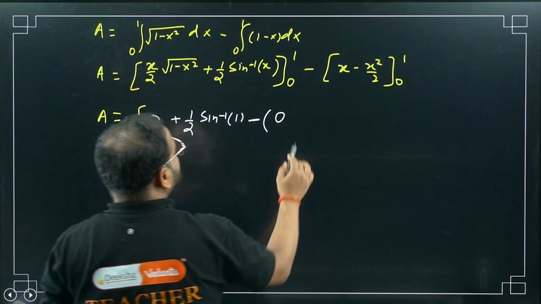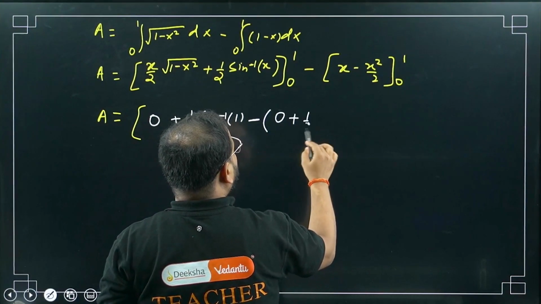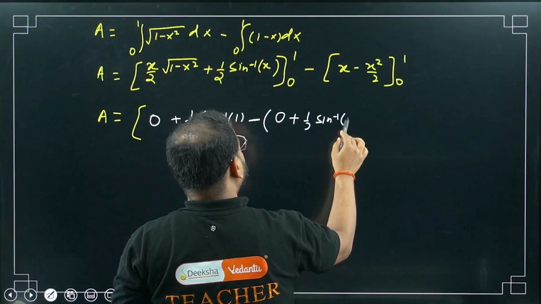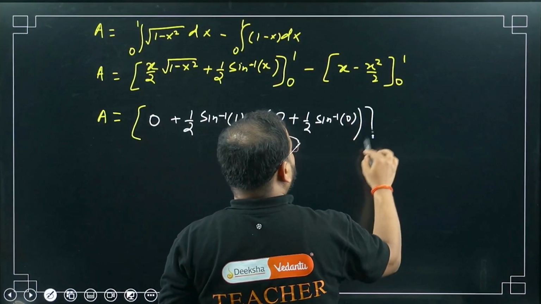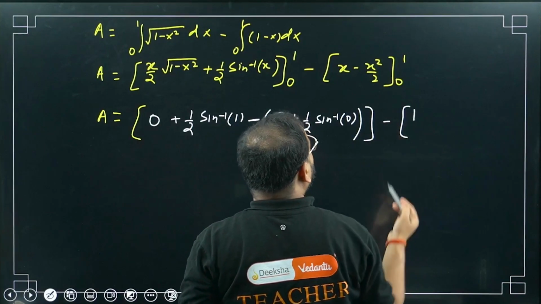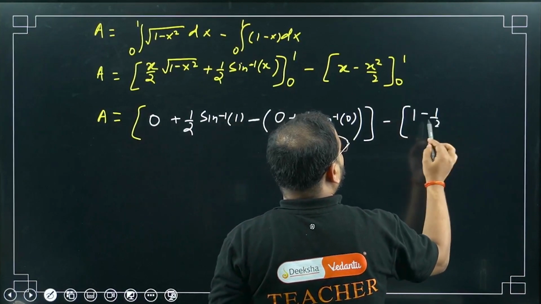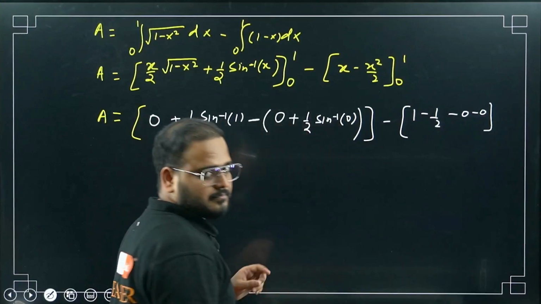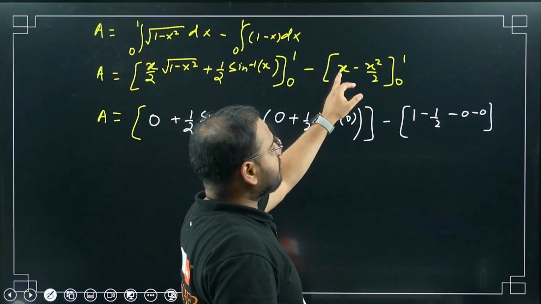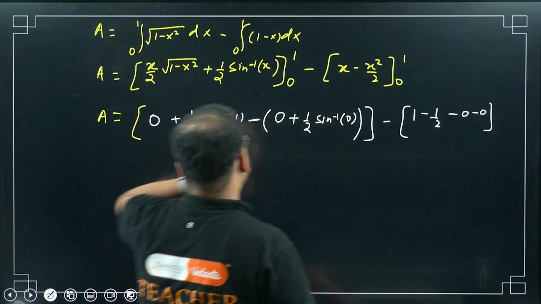What about this sin inverse of? So 1 by 2 I'll write anyway. Sin inverse of 0 will come also as 0, no problem, but anyway I've written it. Minus. So for 1 I'll get 1 minus 1 by 2. Okay, and for 0 I'll get both 0. Correct na? Correct, both 0. 0 with x also 0, x square also is 0.